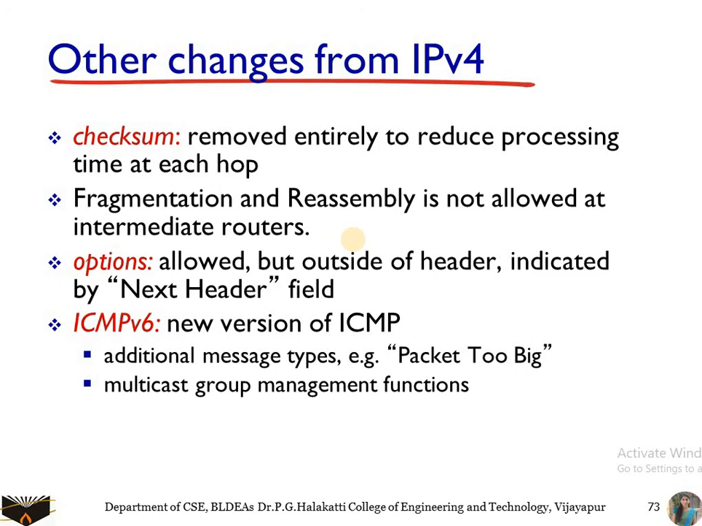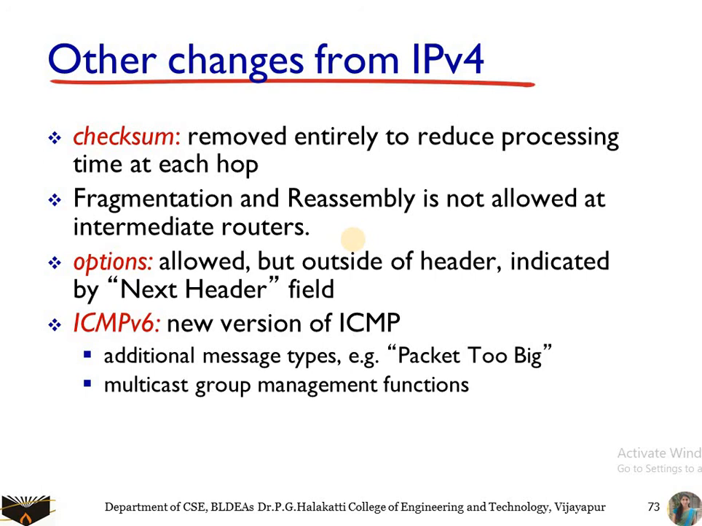Next we have the options. The option field is no longer part of the standard IP header, and instead of this IP field, the next header can be used. That is, we have the base header, and next we have the optional fields, which are the extension headers. So we can use the extension header. The removal of the option field results in the fixed length of 40 bytes for the IP header. Then ICMPv6, the version of ICMP.